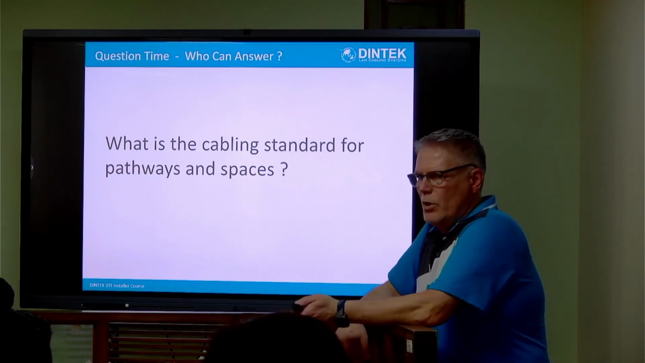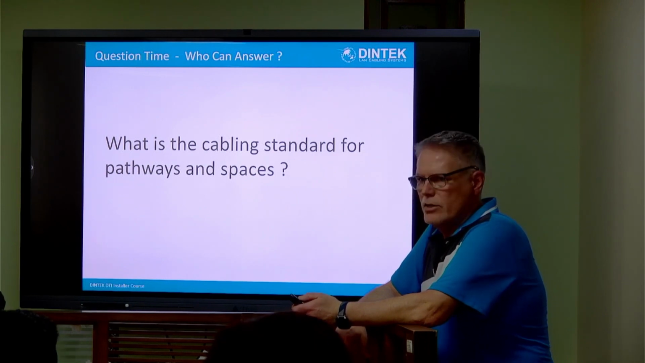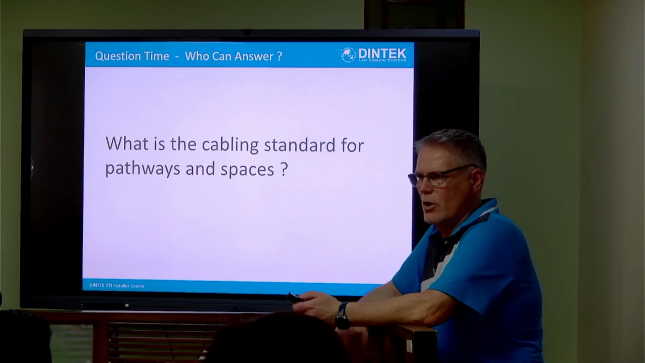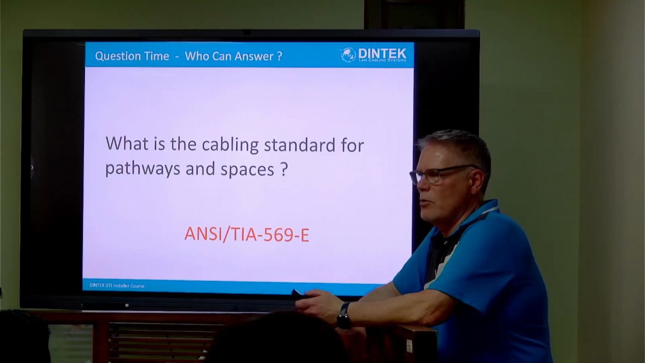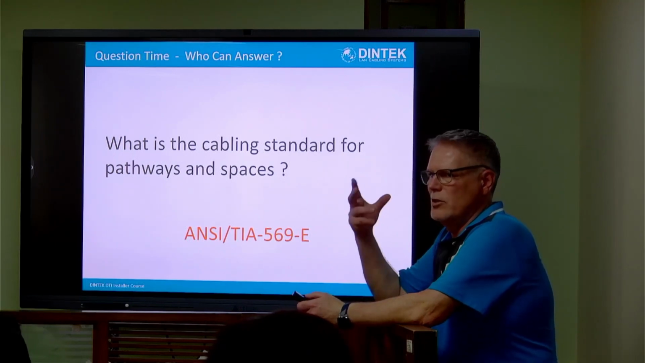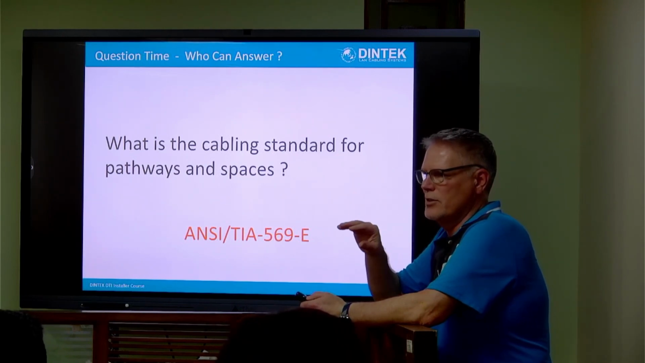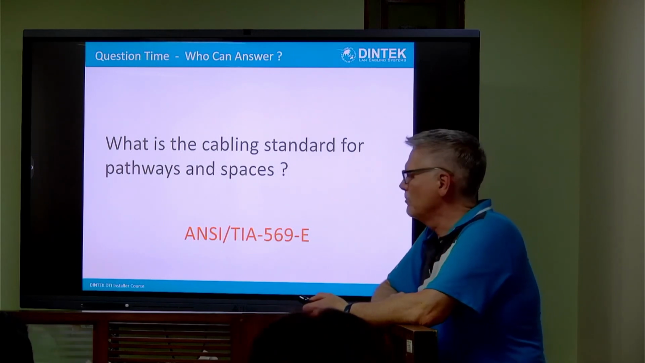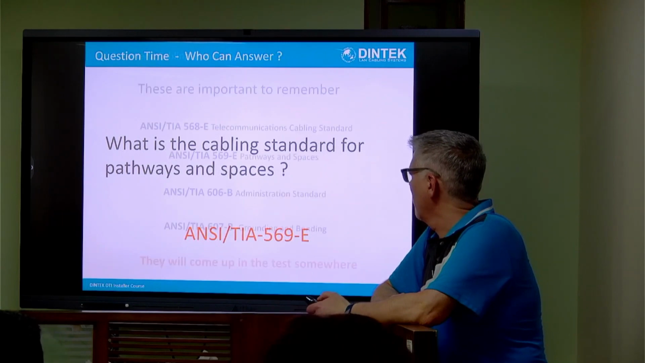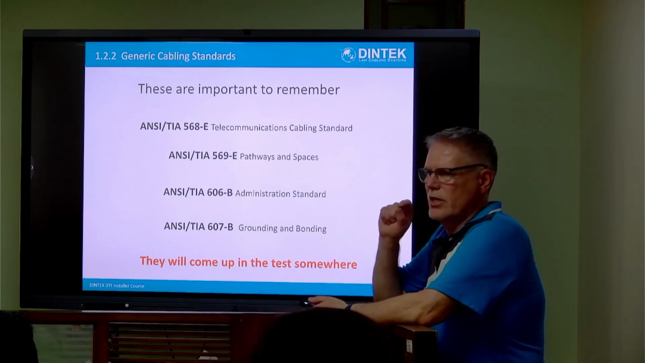So can anybody remember what the standard for pathways and spaces is? 5, 6, 9. Okay. It's probably good just to keep that in your mind or write it down, because I'm going to be asking in the test probably a question about which standard is which. So 568 is our telecommunications cabling standard.